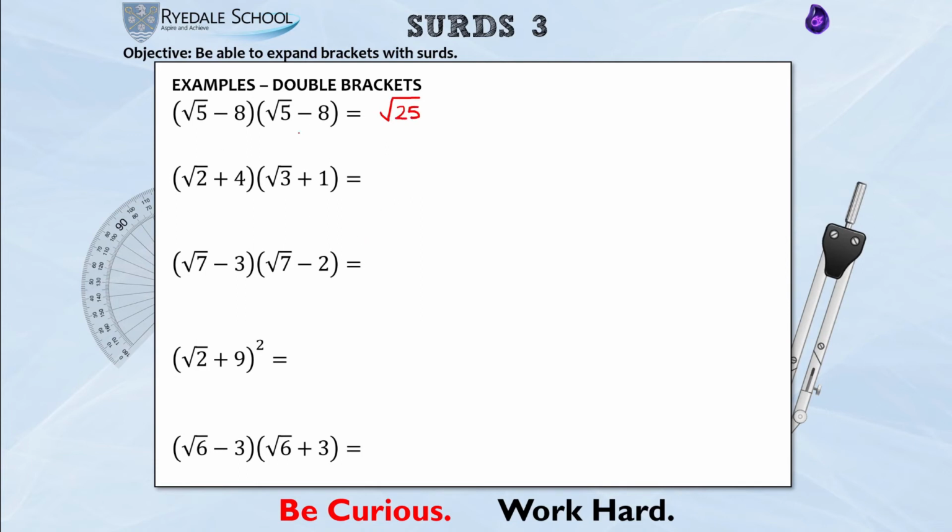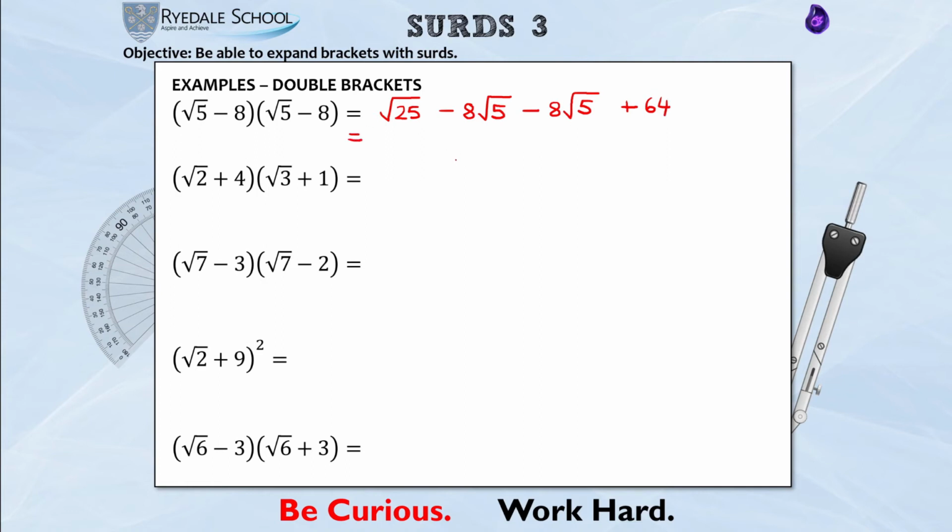Now the outers. Root 5 times negative 8 is negative 8 lots of root 5. Let's do the inners. That also is another negative 8 root 5. And now I'll do my lasts. Negative 8 times negative 8 is positive 64.